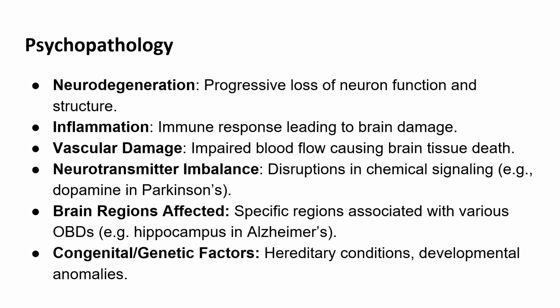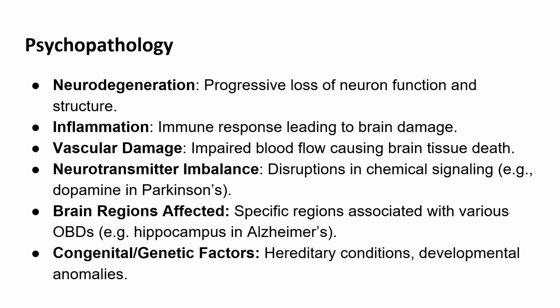Then impaired blood flow to the brain can cause ischemic injury. We have already seen that. Neurotransmitter imbalance. There are many neurochemicals like dopamine, etc. in our brain which get disbalanced when talking about the organic brain disorder.